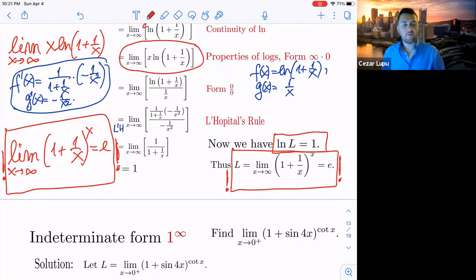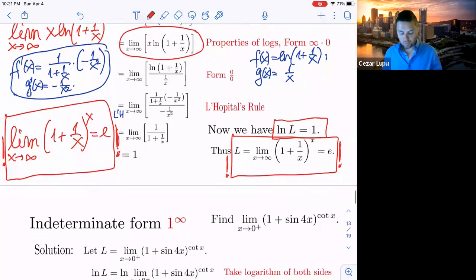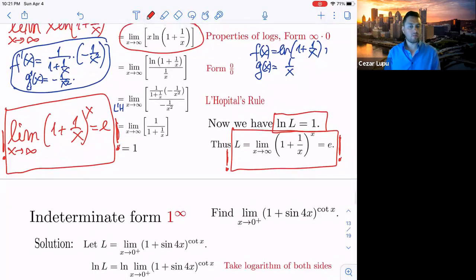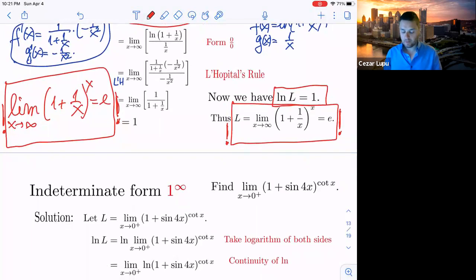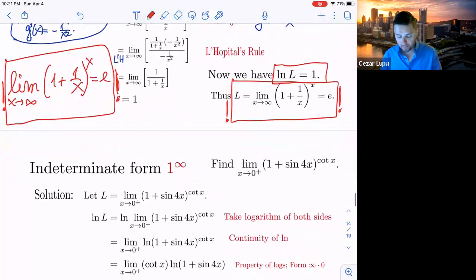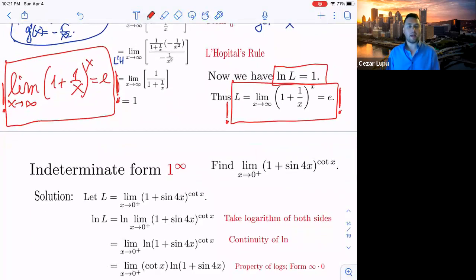So we have a function to the power of another function. We're going to take the natural log on both sides. Once we do this, we use the continuity of ln to swap the limit with the natural log. And by just using properties of the log, we're going to end up in the same way with an indeterminate form. And now let's be careful.